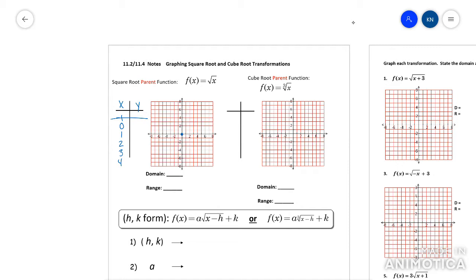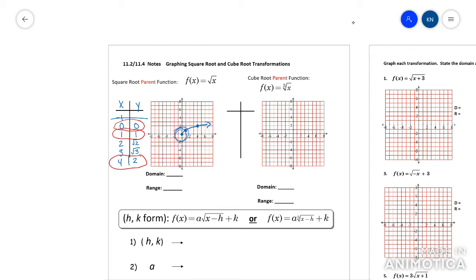So 0, 0. If you plug in 1, you get root 1, which is 1. So 1, 1. If you plug in 2, you get root 2. 3, you get root 3. And then 4, you get 2, because the square root of 4 is 2. So this one, and this one are the ones I want you to focus on. 4, 2. Square root function takes this shape.